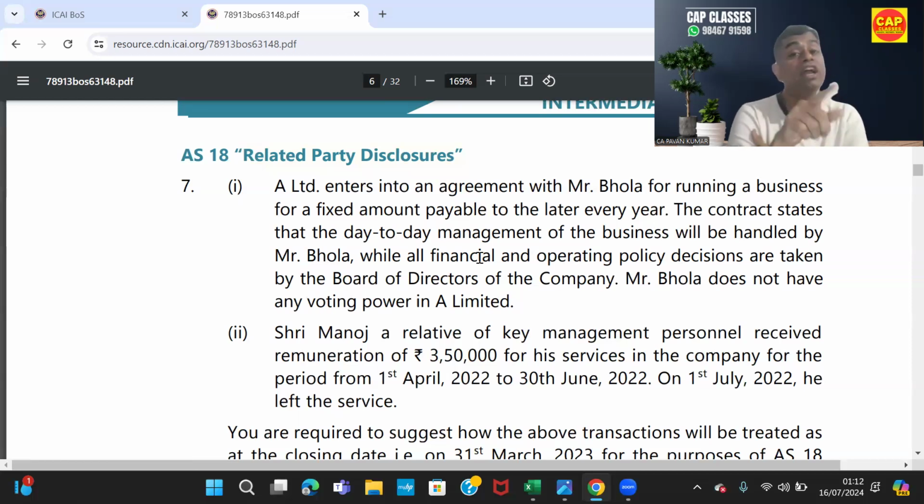Four, you do not have financial policy making power. I will borrow money from this particular bank. I will issue equity shares. My capital structure should be so and so. My gearing ratio should be so and so.